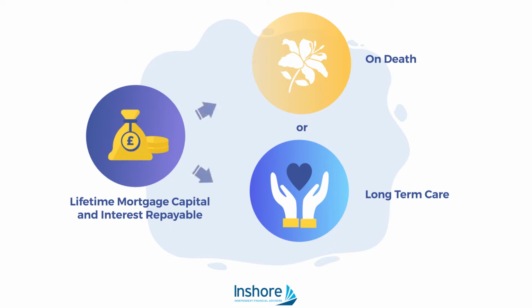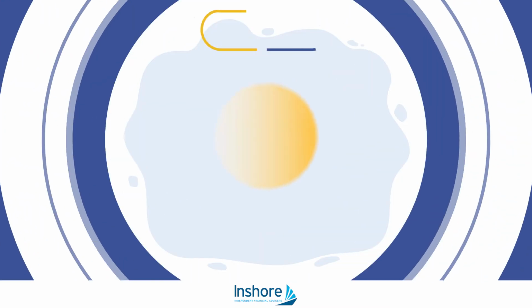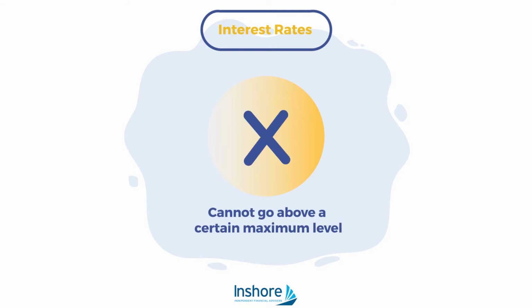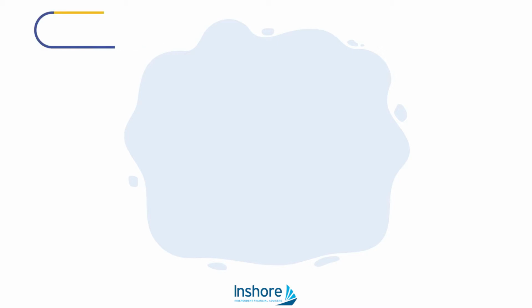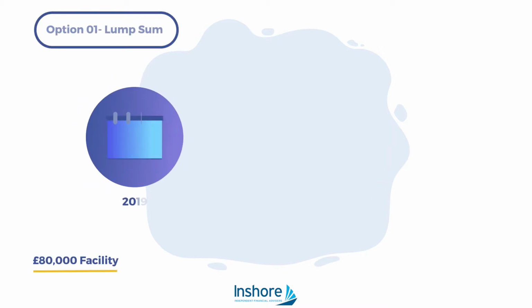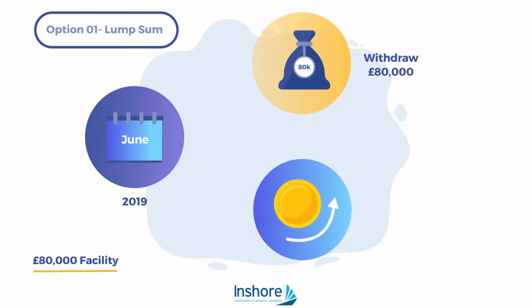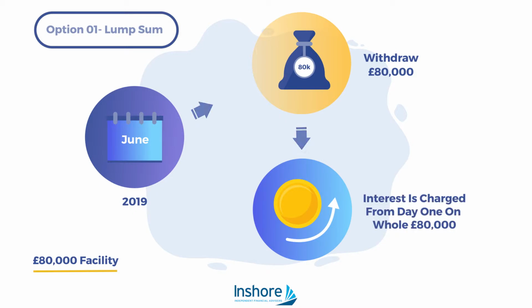In the case of couples, this relates to the second death or the second person going into care. Interest rates are likely to be fixed in most cases. If they are variable, they will be capped, which means they cannot go above a certain maximum level. There are various ways a lifetime mortgage can be structured. We can show this as an example on a loan size of £80,000. One is to take a lump sum up front, meaning interest is charged on the full amount from day one.